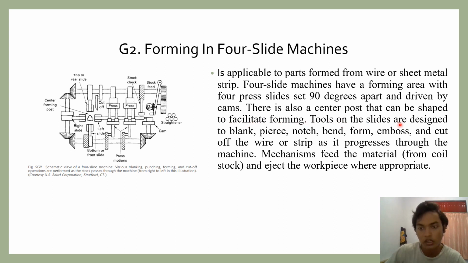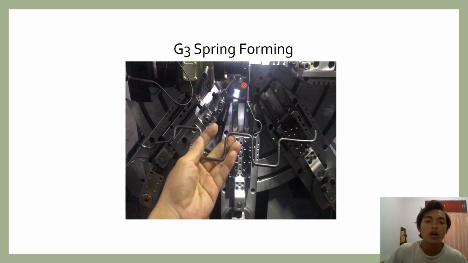Tools on the slide are designed to blank, pierce, bend, form, emboss, and cut off the wire or strip as it progresses through the machine. Mechanisms feed the material from the coil, stop, and eject the workpiece where appropriate. G3, spring forming, like this.